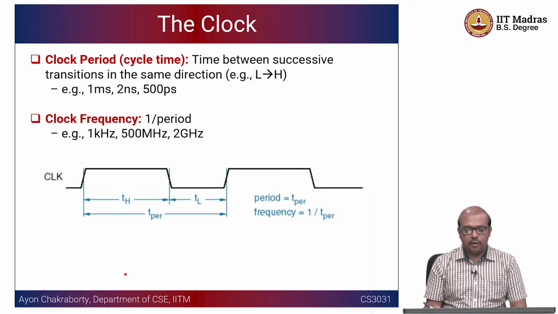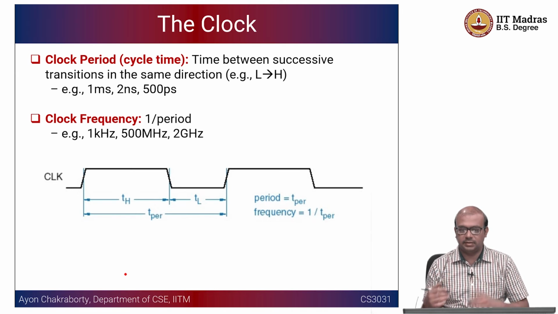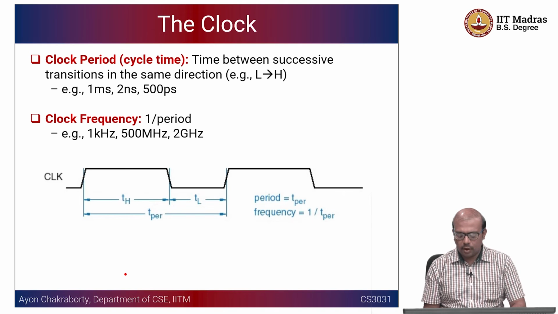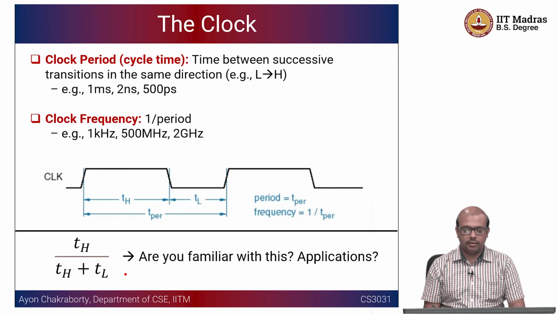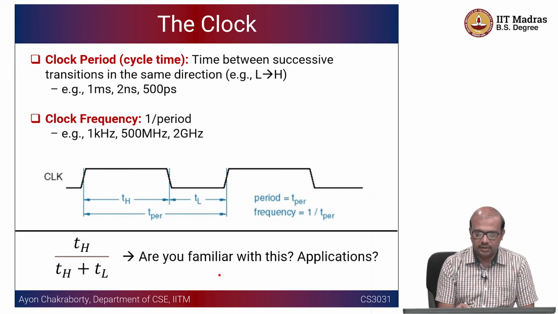So this is something that I already told you. There is a clock period or a cycle time and a clock frequency, depending on how fast this clock is operating. I gave you a few examples. If the clock frequency is given, you can find out the cycle time and vice versa. And this is something which is called the duty cycle.